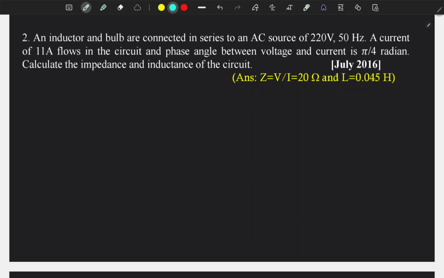The question is, an inductor and a bulb are connected in series to an AC source of 220 volts 50 Hz. A current of 11 ampere flows in the circuit and the phase difference between the voltage and current is pi by 4 radians. Calculate impedance and inductance of the circuit. So let me write the data first.